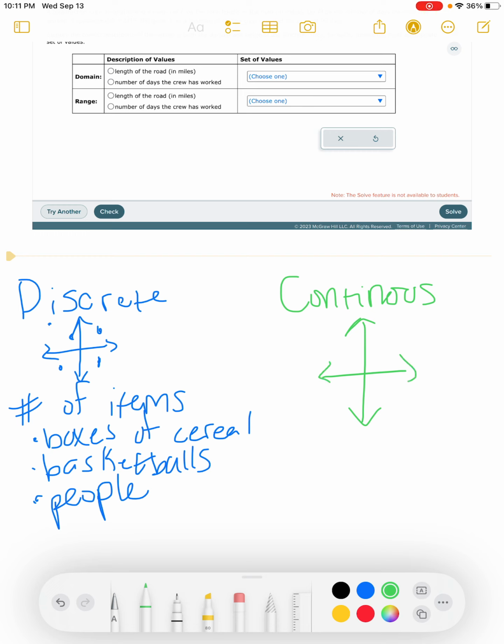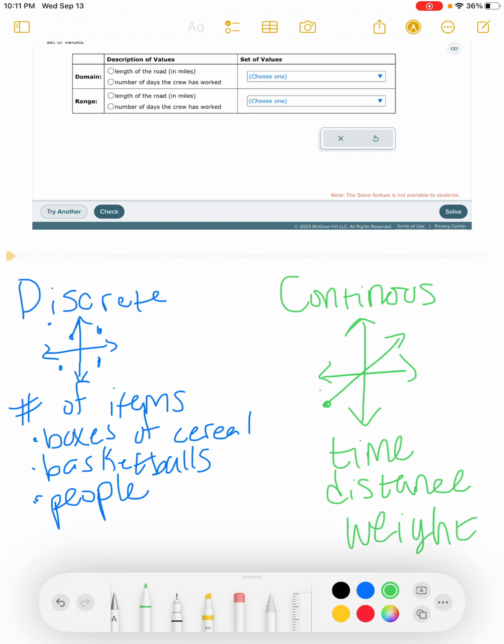So a continuous graph is what we've been doing, which is more of the lines, right? So maybe we have a closed point over here, maybe we have an arrow over there, something like that. And they're the lines, okay? And that's because we can use any type of number in these. I can use halves, I can use decimals, I can use fractions. Okay, and things that are continuous are things like time, distance, and what's another one? Maybe weight.